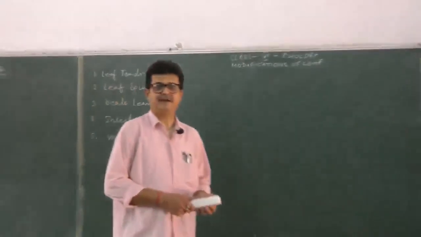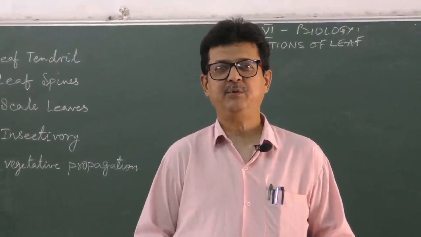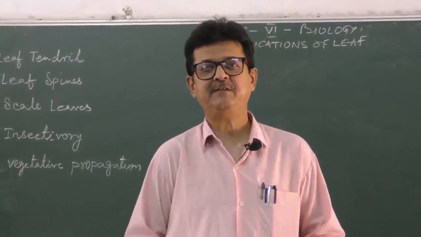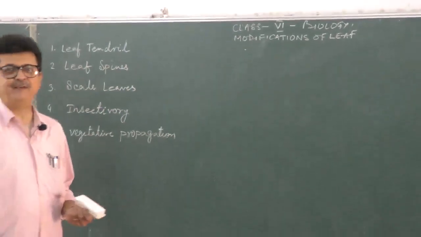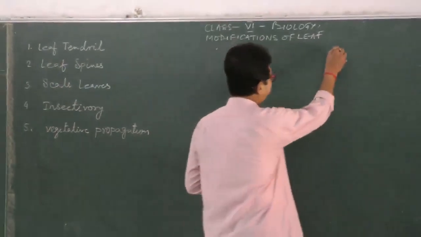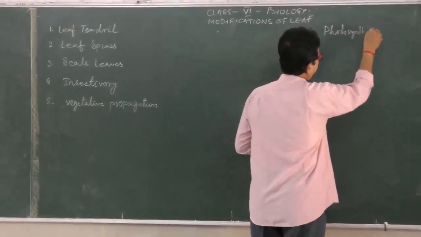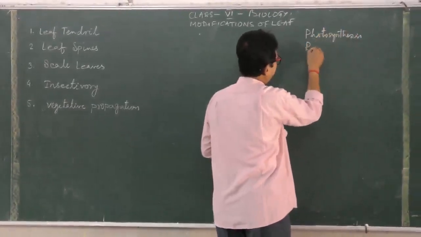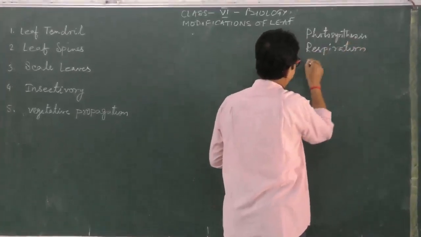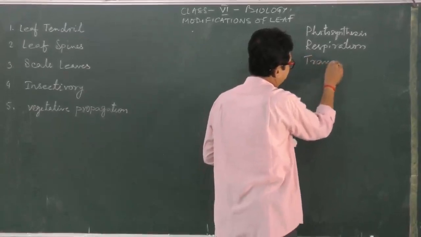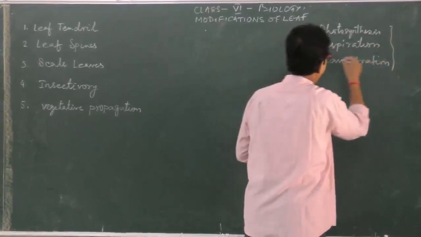Good afternoon, children. We are meeting for the second class in class 6. We are continuing with the modifications of leaves. The main functions of a leaf, we had three: photosynthesis, respiration, and transpiration. These are the three primary functions.